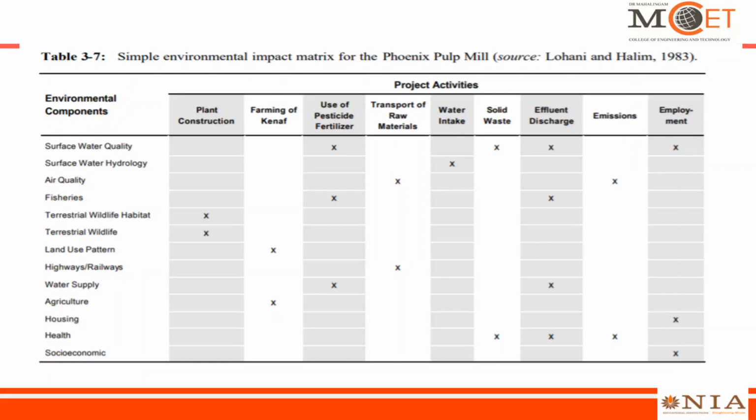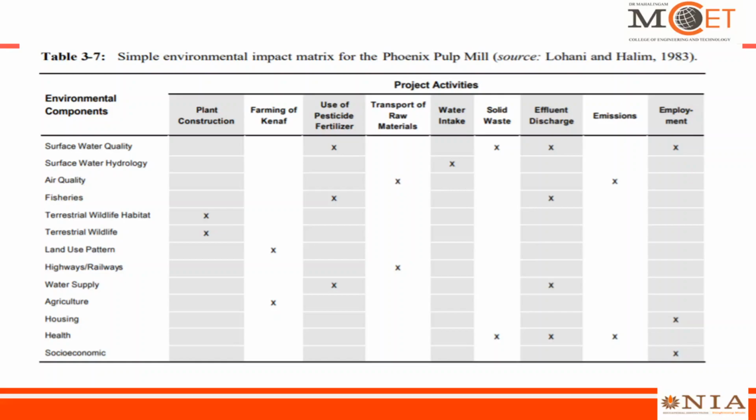What are your project activities? Plant construction, right? Farming of kenaf. I think it is the same thing, kenaf farming. So the same thing we saw in the network method, we discussed about this. The same thing has been represented here in the form of a matrix. So use of pesticides and fertilizers, transport of raw materials, water intake, solid waste, effluent discharge, emissions, employment. Right? See, so these are the project activities.